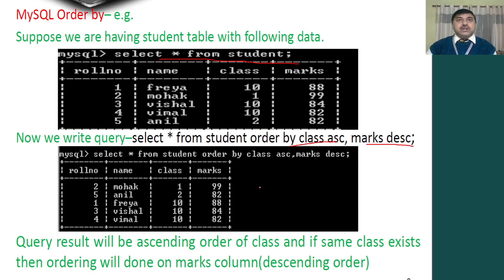So you can see that the class has been ordered in ascending order, and the marks have been ordered in what? Descending order. See the class and see the marks. So this is how we can do it. That means we can arrange it in both ascending and descending order. That implementation is also available.